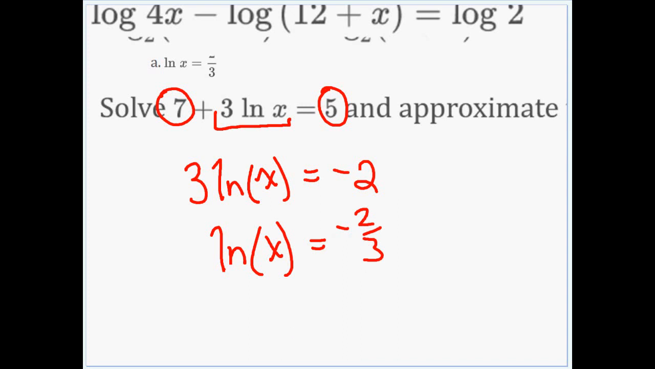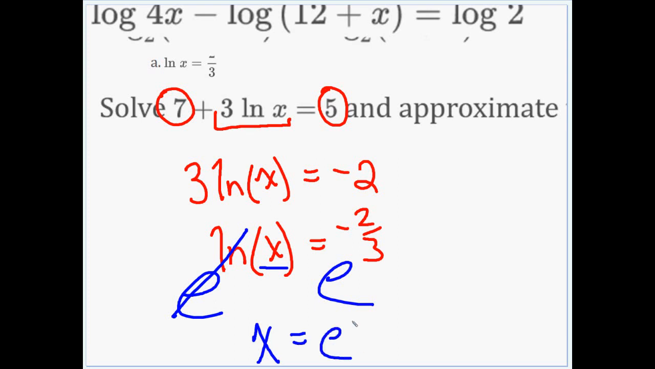And since we got a natural log and x is stuck in here, we can break it out by giving it a base e. So now we've got x equals e to the negative 2/3. And I would be happy leaving it like that. But the book does want us to approximate to 3 decimals. So on my calculator, negative 2 divided by 3 equals, give it a base e, 0.513 is our final decimal.